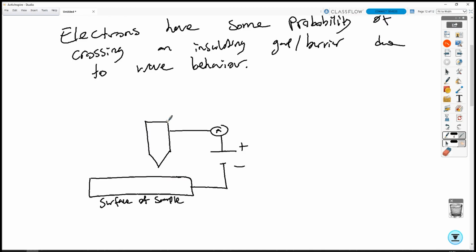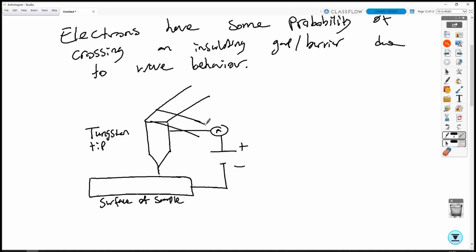Which is attached to a tungsten tip. And then electrons can tunnel across from the sample to the tungsten tip. So some electrons will tunnel across that gap. Attached to this tungsten tip are devices called piezoelectric transducers.